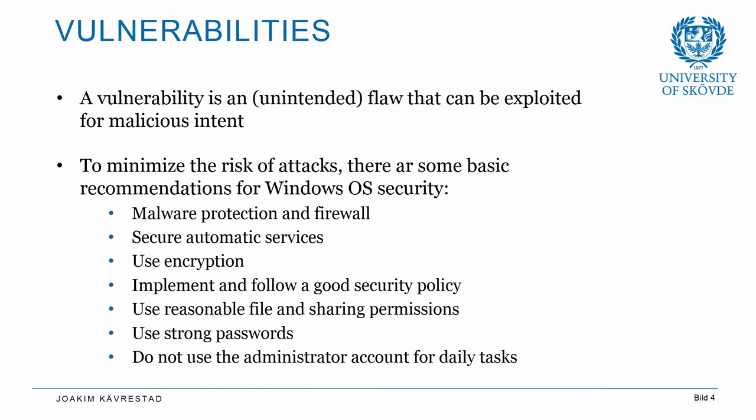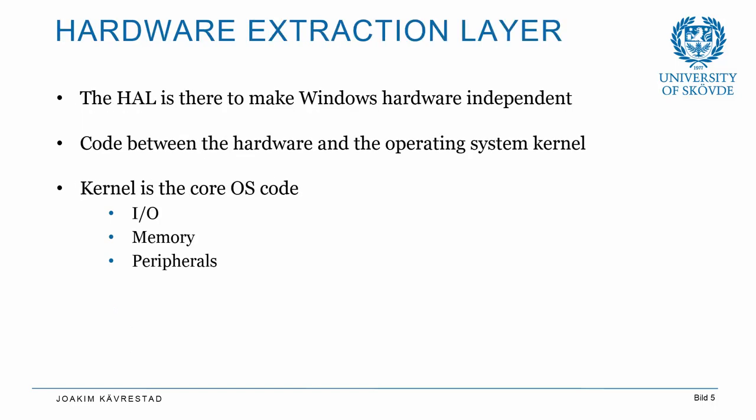And now starts the marathon of different terms. So let me begin with the hardware abstraction layer, or the HAL. The HAL is there to make Windows hardware independent as far as it can go. So Windows has to be written to be able to run on almost any hardware.